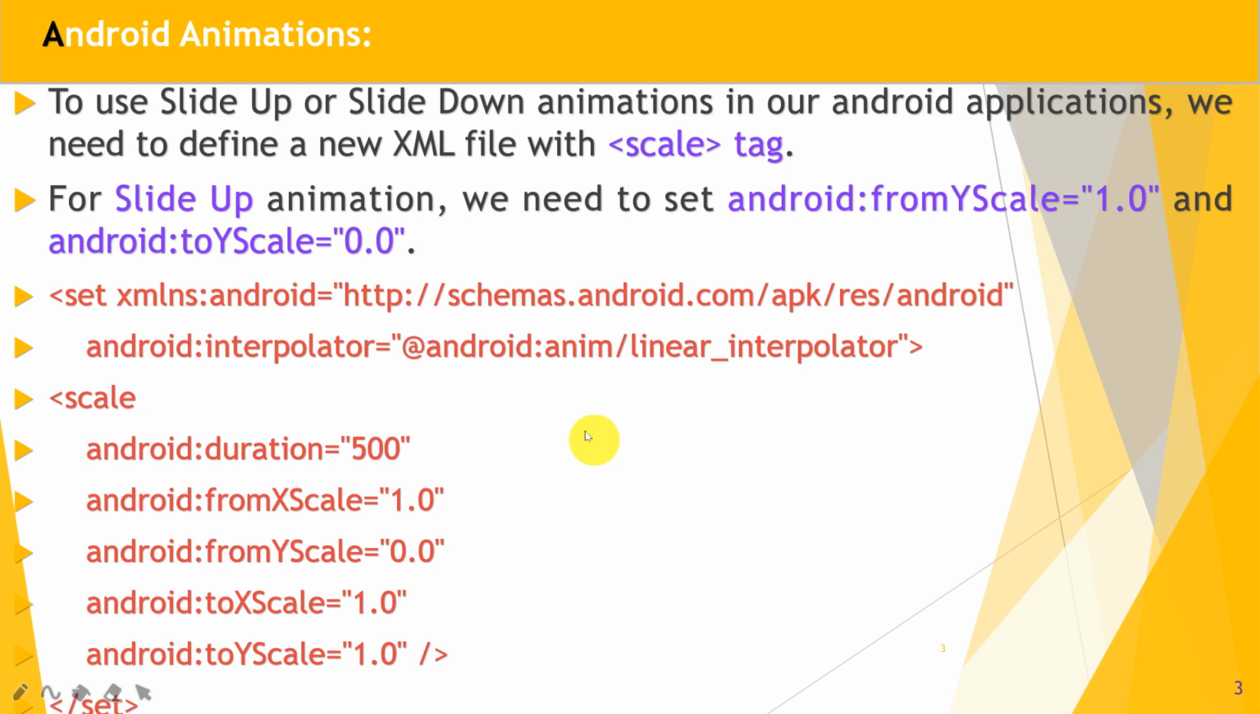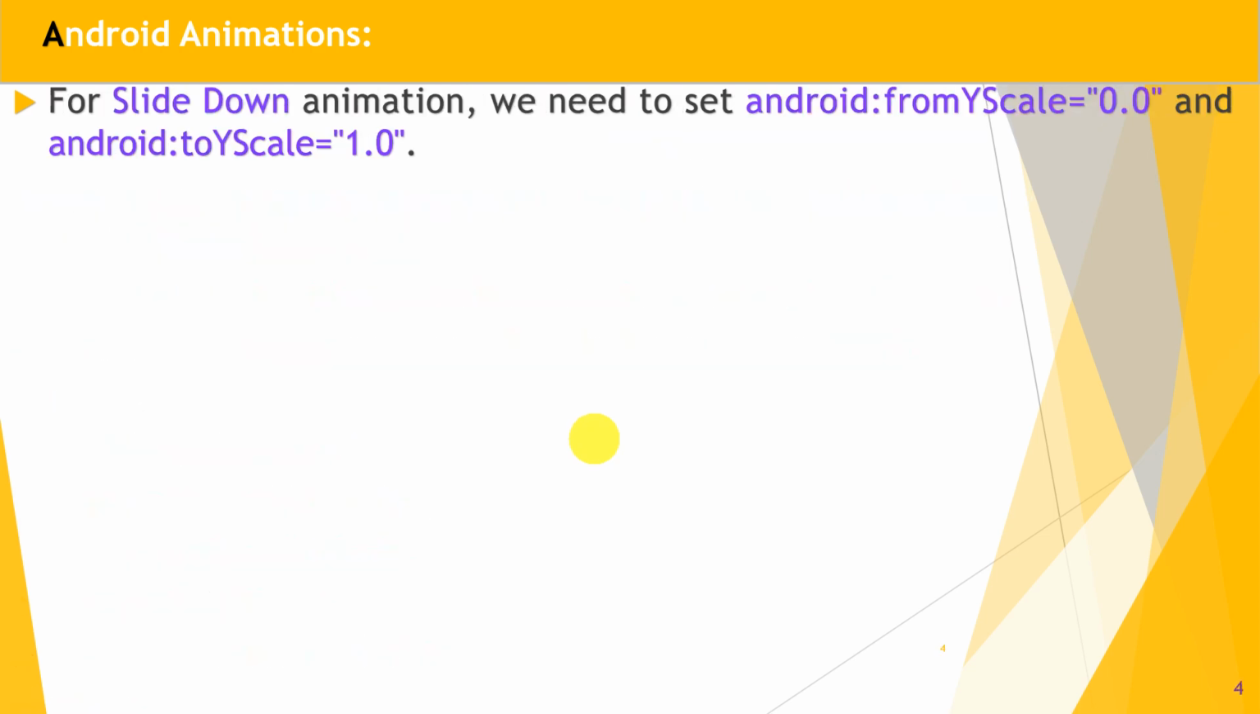Similarly for slide down animation, we need to set only android:fromYScale 0.0 and android:toYScale 1.0. So we have to change those values. For slide up, fromYScale is 1.0 and toYScale is 0.0, but for slide down it is reversed.